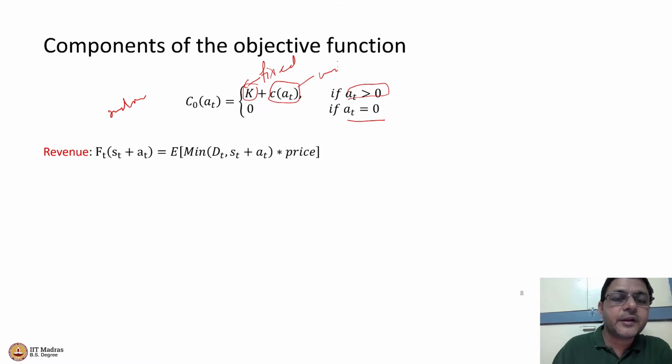Now the reward, the revenue. As we said earlier, the reward is generated from whatever you are able to sell. Your total inventory that you are carrying is ST plus AT, right? And obviously, how much can you sell? You can only sell the minimum of DT or ST plus AT, multiplied by price. We have always said that price remains fixed. We are going to consider price to be fixed in the time horizon that we are considering.